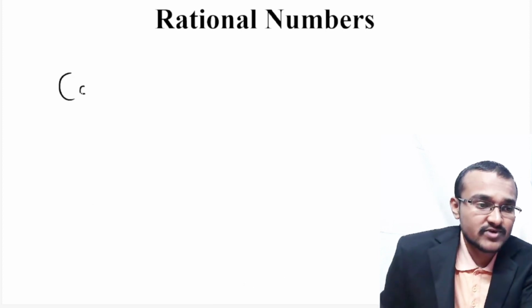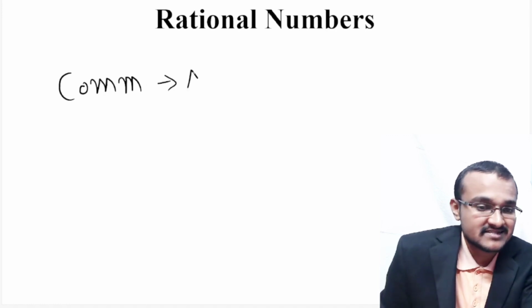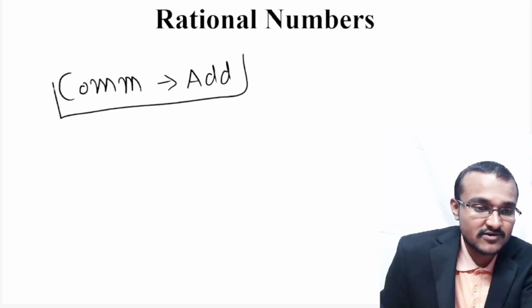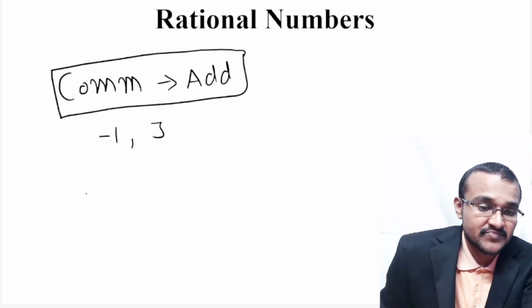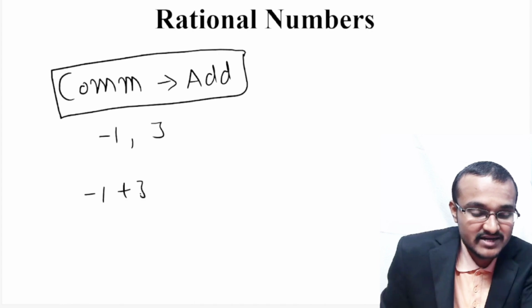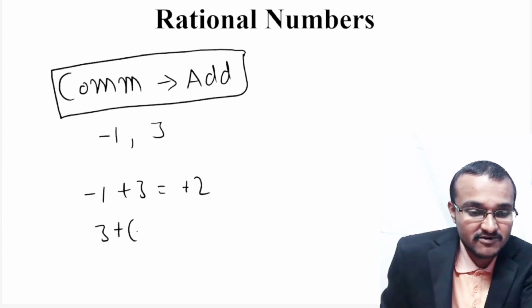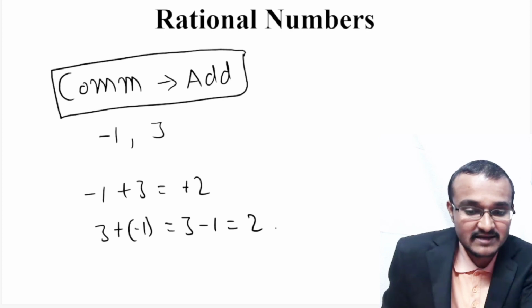Now similarly you can go on testing commutative property for integers as well. Coming to commutative property under addition for integers, let us take two examples, -1 and 3. When you add -1 and 3, you are getting -1 plus 3 will be plus 2. When you interchange the position, it will become 3 plus of -1. So 3 plus of -1 is actually 3 minus 1, which is again plus 2.